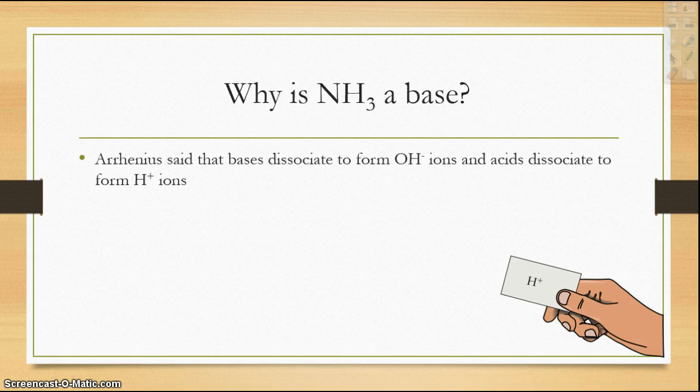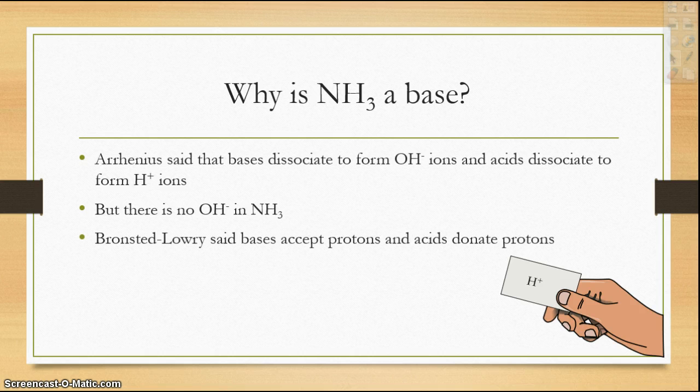Now, if you remember, Arrhenius said that bases dissociate to form hydroxide ions and acids dissociate to form hydrogen ions. But there's no hydroxide in ammonia. There's no OH minus in NH3. So how is NH3 a base?